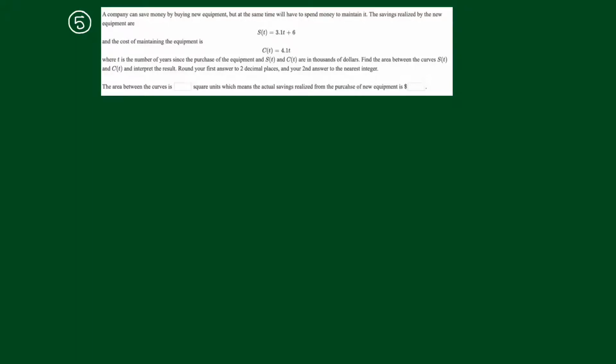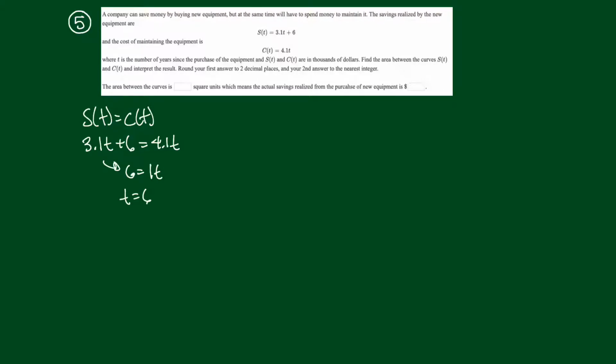So where do you think these are going to intersect? So let's first of all do this. Let's find where these curves intersect. So we're going to have 3.1t plus 6 equals 4.1t. You know what? I'm going to subtract this. And I'm going to get 6 is equal to 4.1 minus 3.1, which is just 1t. So that tells me t equals 6.